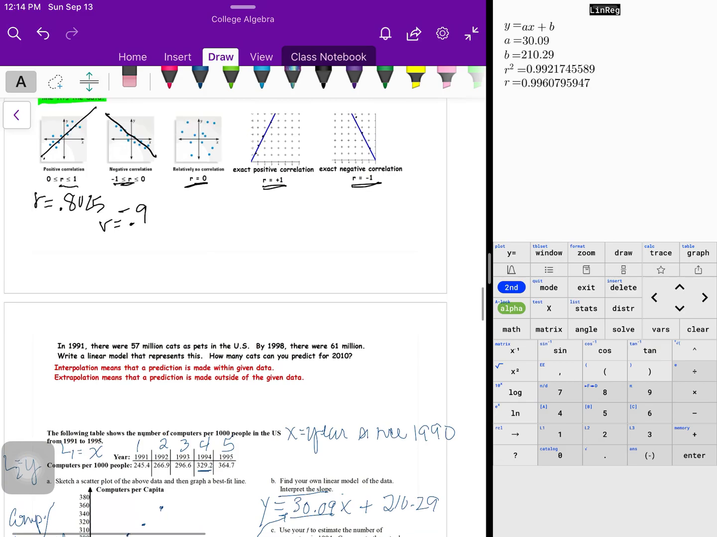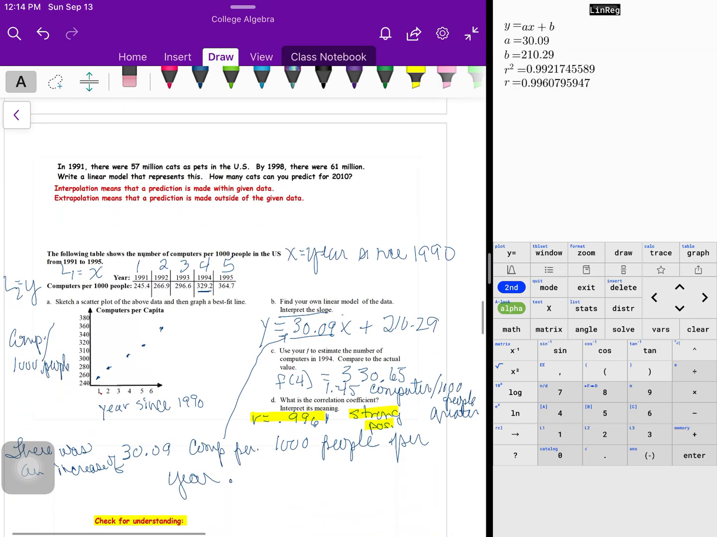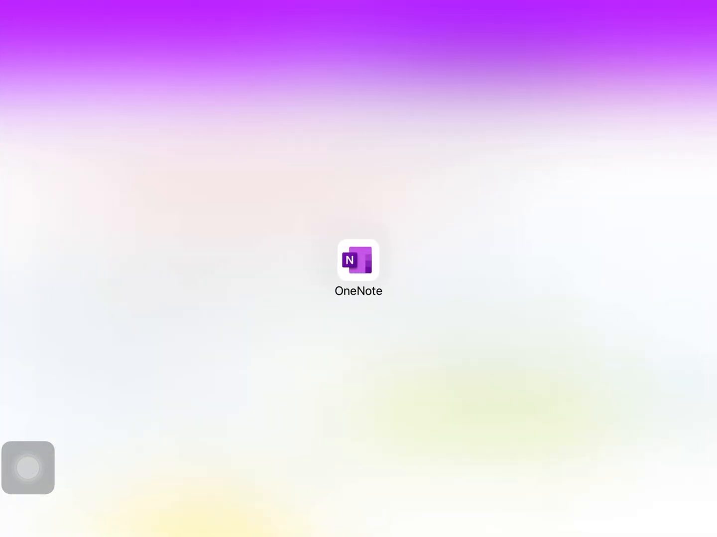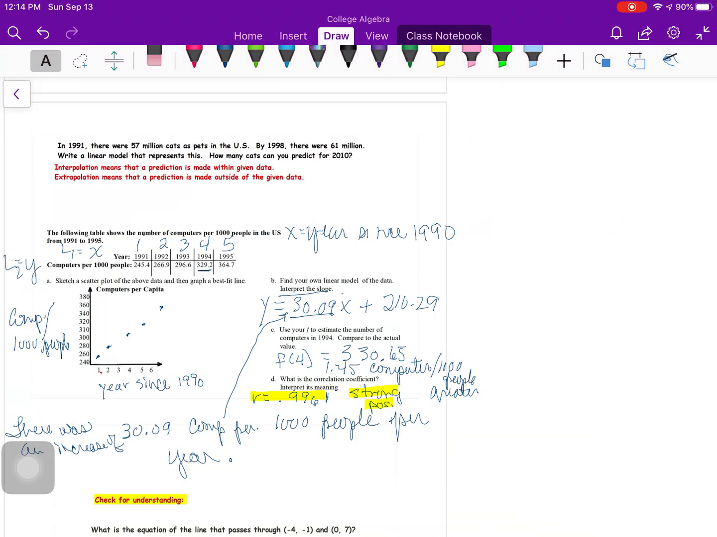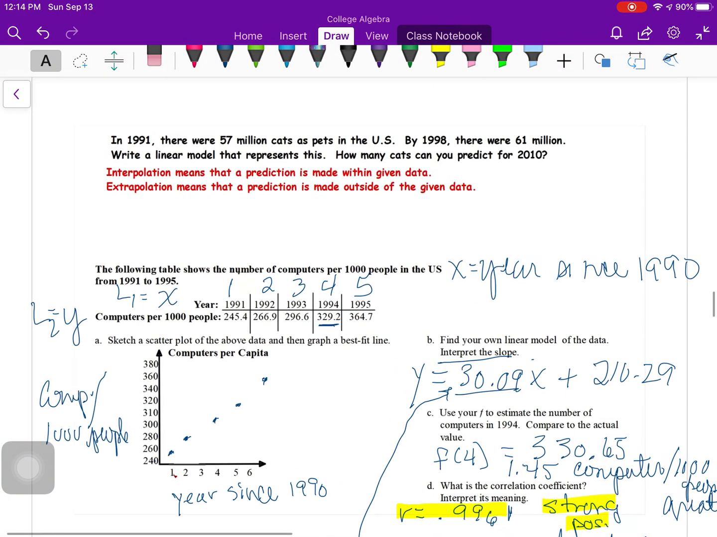Now, I'd like to go up here and fill in this question. It says, in 1991, there were 57 million cats as pets in the U.S., and by 1998, there were 61 million. Write a linear model that represents this. How many cats were there to predict? Okay, so two things. Write the linear model, and then how many cats in 2010.